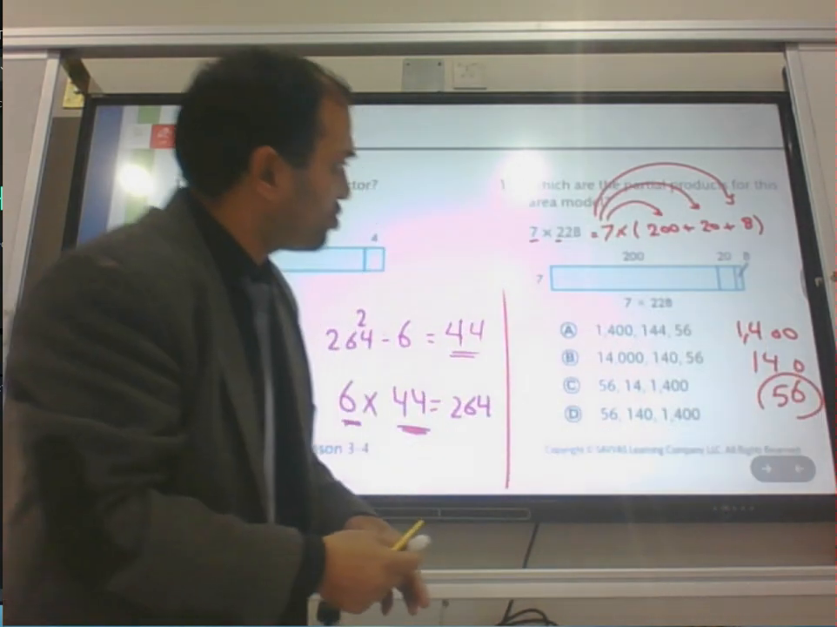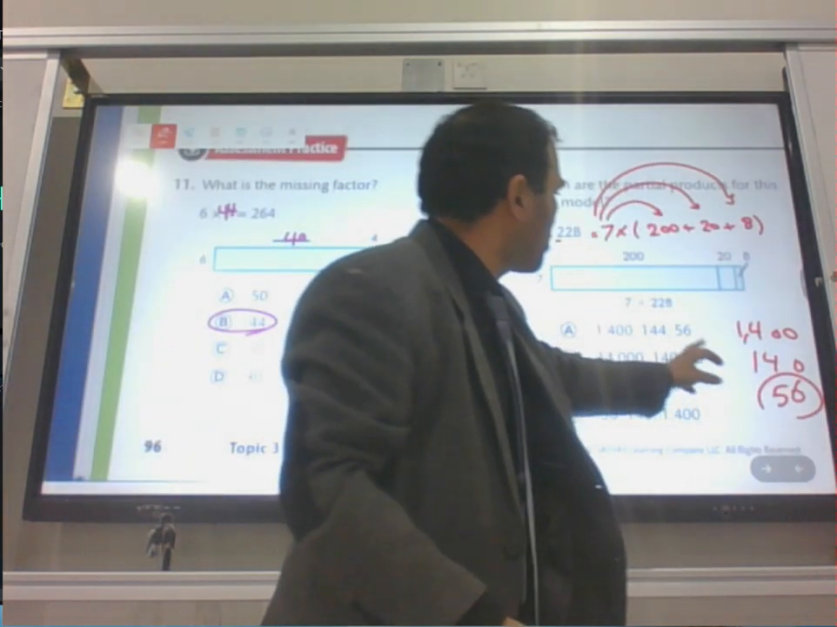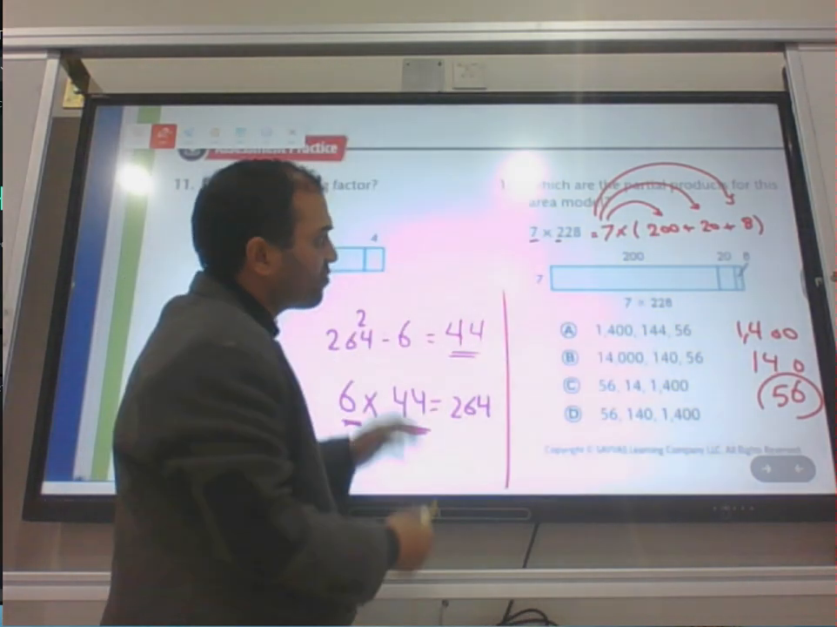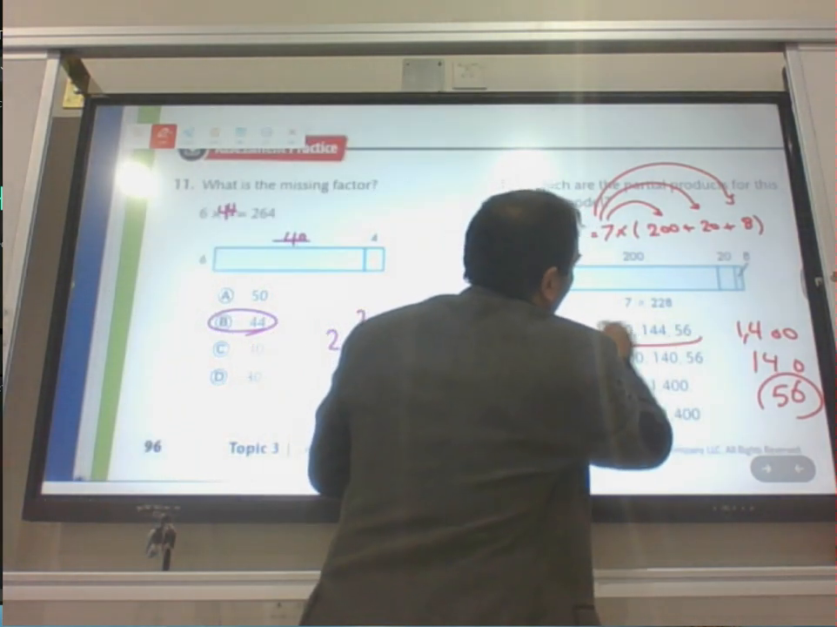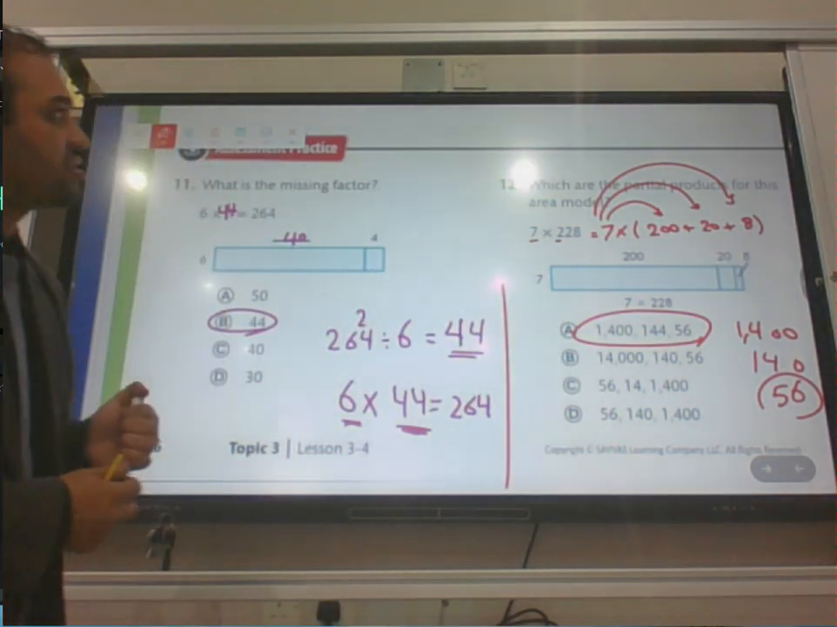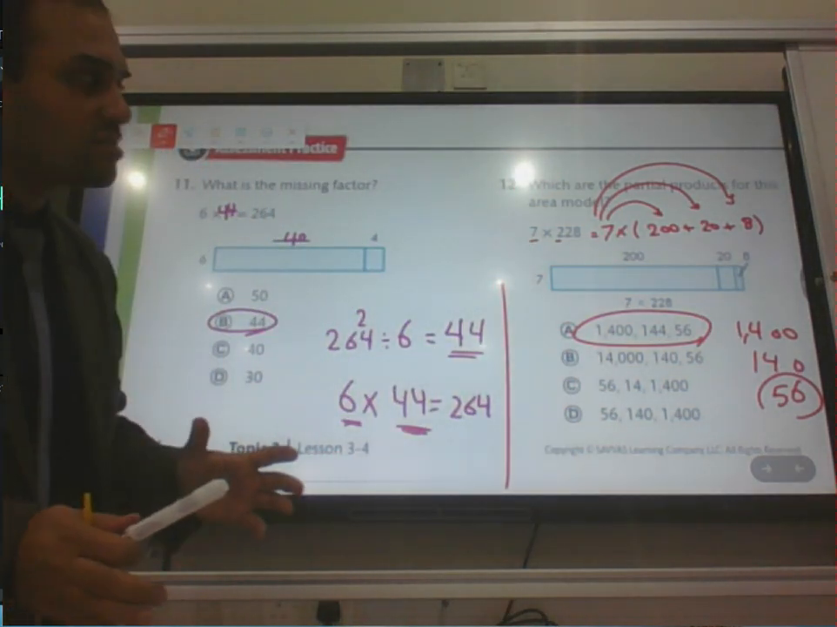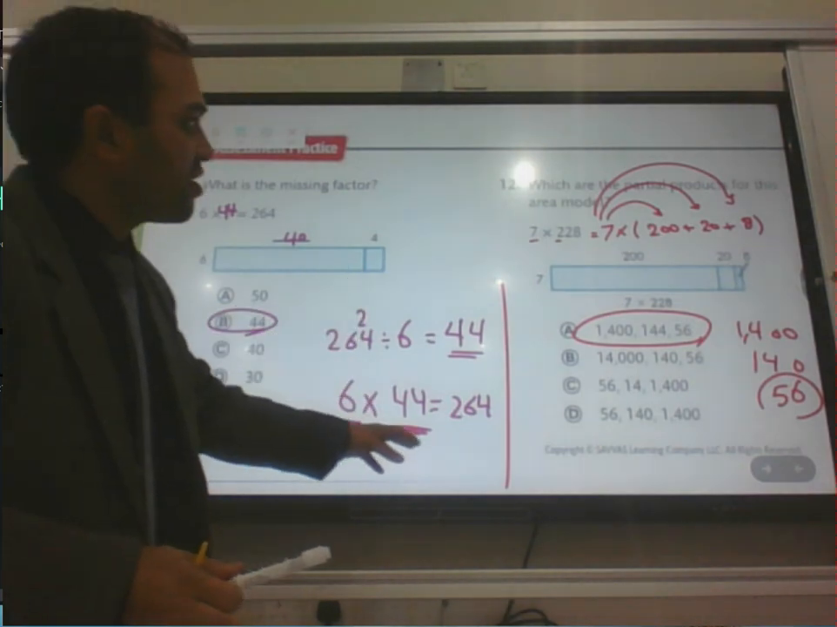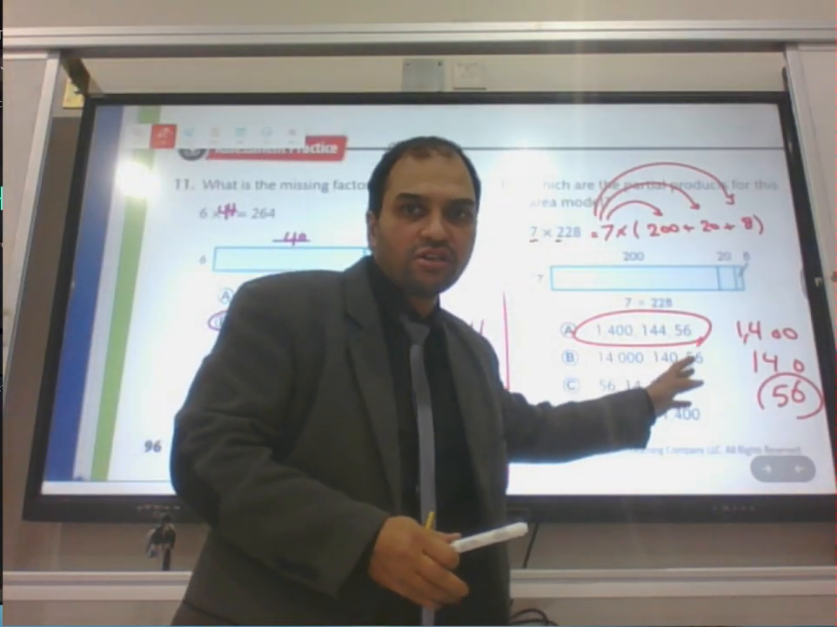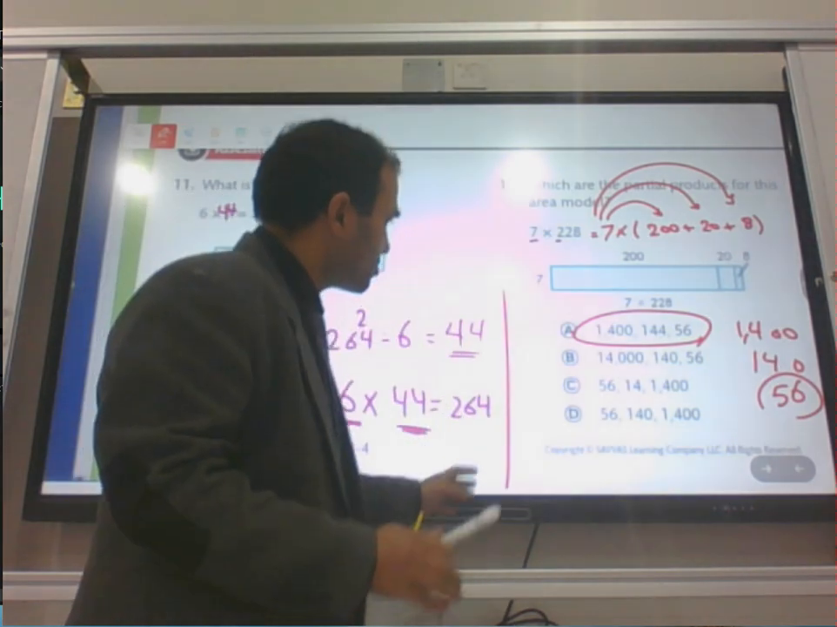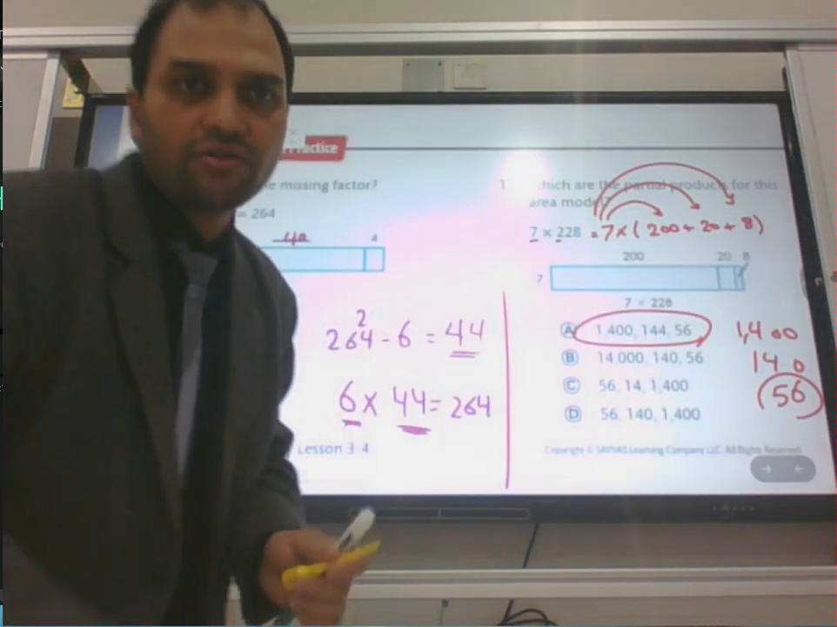Then we ask about the answer here. Which is the answer you choose? We have 56, 140, and 1,400. Then you must choose the first answer. So you ask about which are the partial products for this area model. The partial products here will be 1,400 and 140 and 56. Okay? Understood? Now I will give you another example.